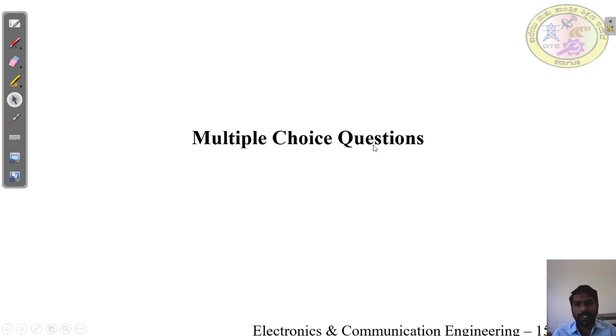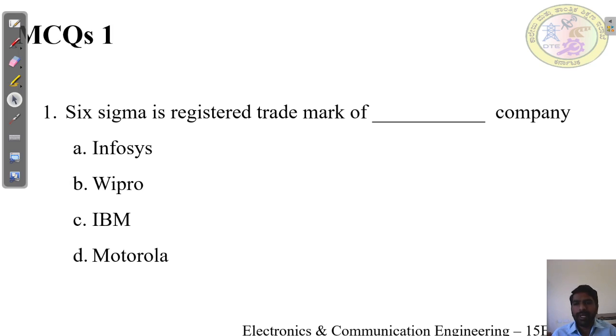Now the multiple choice questions, the assessment session. There are 10 questions, and each question has multiple options. You need to pause the video and find the answer for each question. Question number 1: Six Sigma is the registered trademark of which company? A. Infosys, B. Wipro, C. IBM, D. Motorola. Pause the video and find the answer for this question.